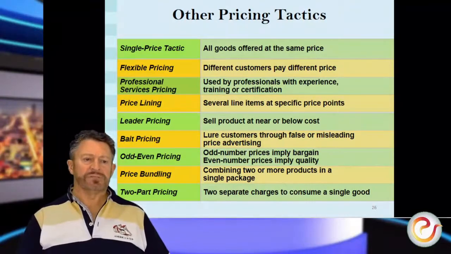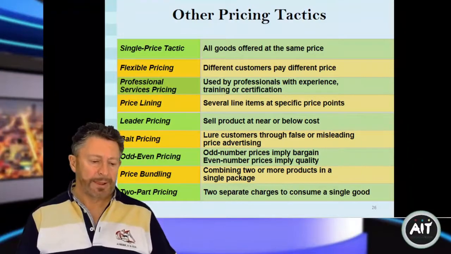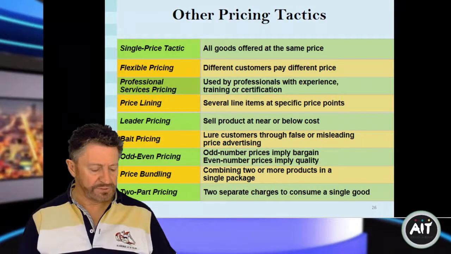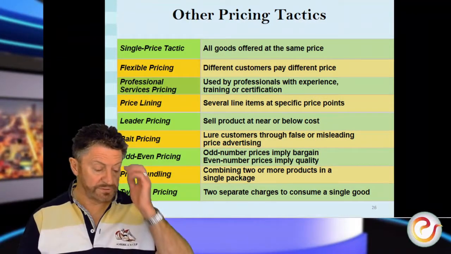And 2-part pricing, 2 separate charges to consume a single good. Where would you have 2-part pricing? God, I'm trying to think. I can't. My brain is fried. Where do they have two-part pricing on a single good?